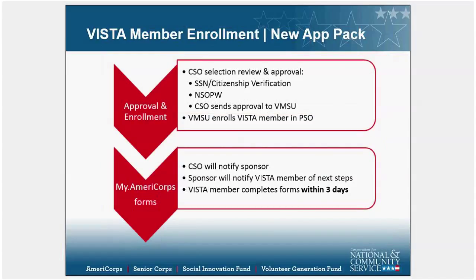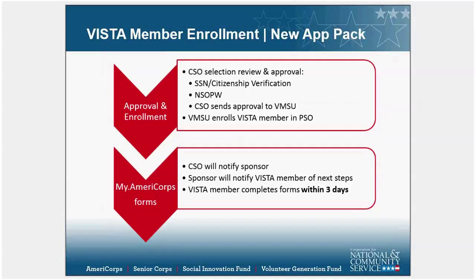So what's happening here is now we've gotten everything from you guys. We've gotten their application, we've gotten the app pack, and what we're doing is we go through a citizenship verification and social security number verification process. We have to do a check on the NSOPW, a sex offender check, for every candidate before we can approve them for service. And then we send those materials, once they've passed those checks, onto the VISTA member support unit.